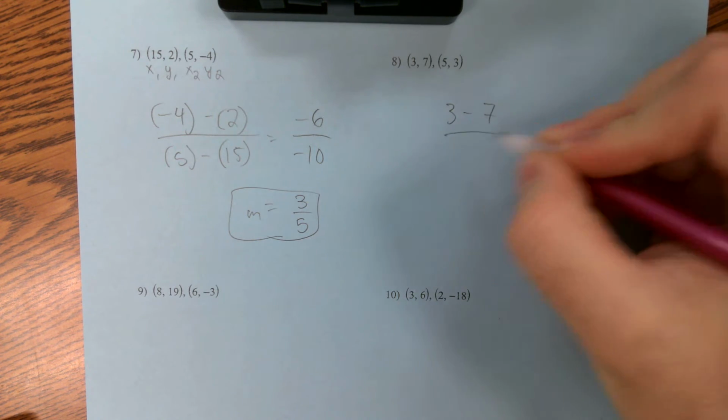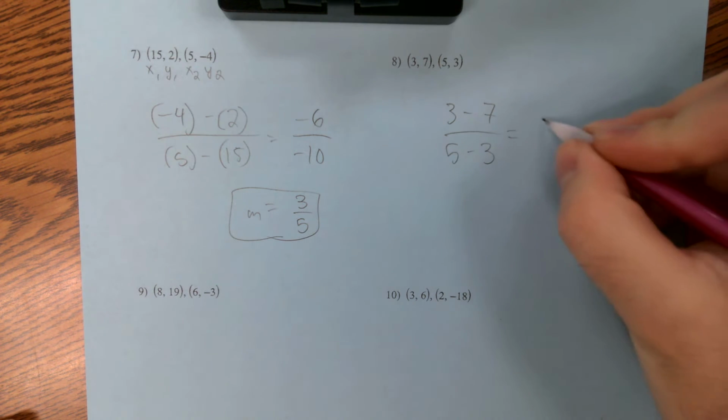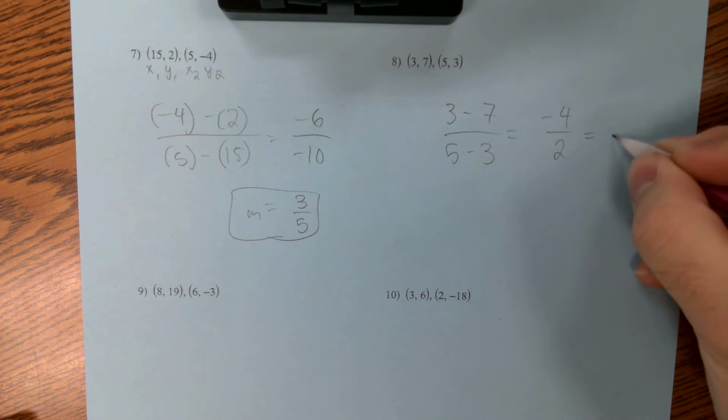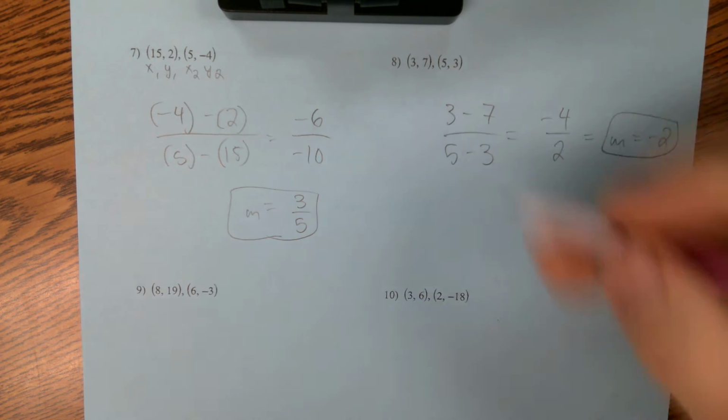Number 8, we got 3 minus 7 over 5 minus 3. Negative 4 over positive 2 gives us negative 2. And I'll leave that there for you to write.